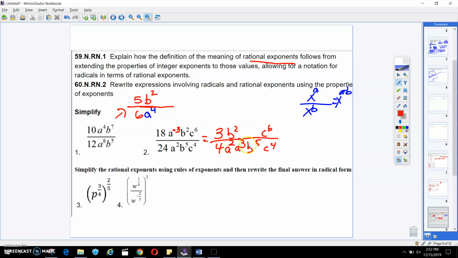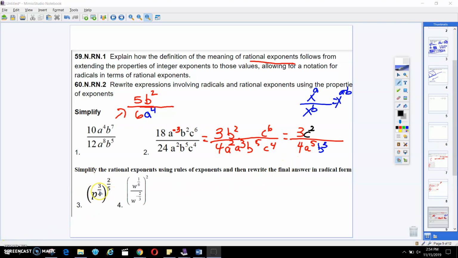All right, so now we're going to simplify. So this is going to be 3 over 4. We're going to add these exponents because of the product rule. So this is going to be a to the 5th. Then b to the 2nd over b to the 5th is going to give me b to the 3rd in the bottom. Remember, if it's going to be negative in the top, we're going to flip it to the bottom to make it positive. And we're going to subtract our c terms. So 6 minus 4 is going to give me c to the 2nd power.